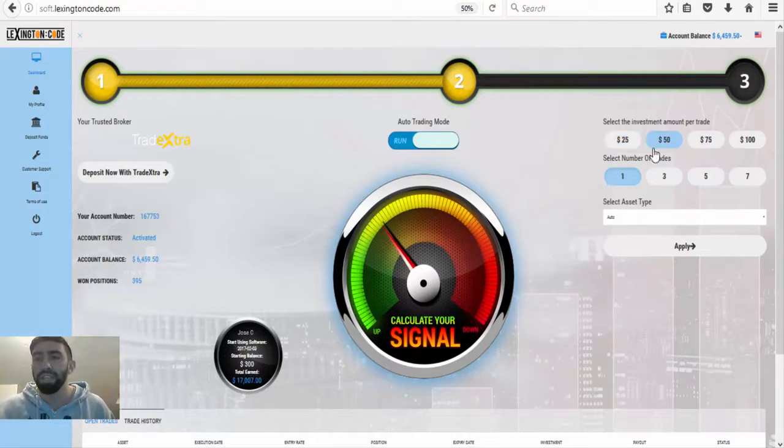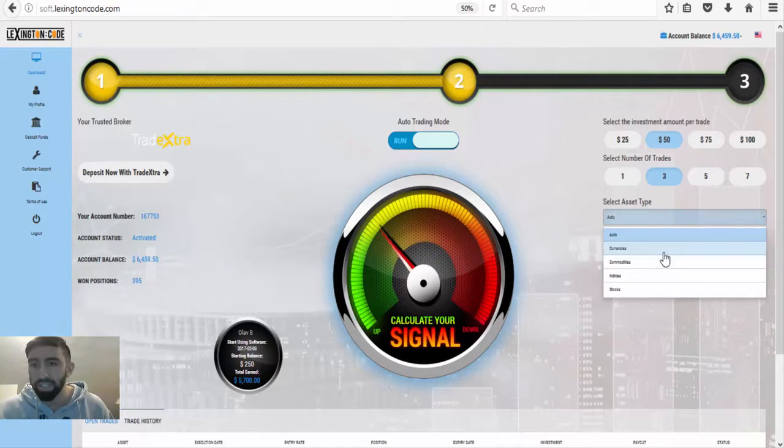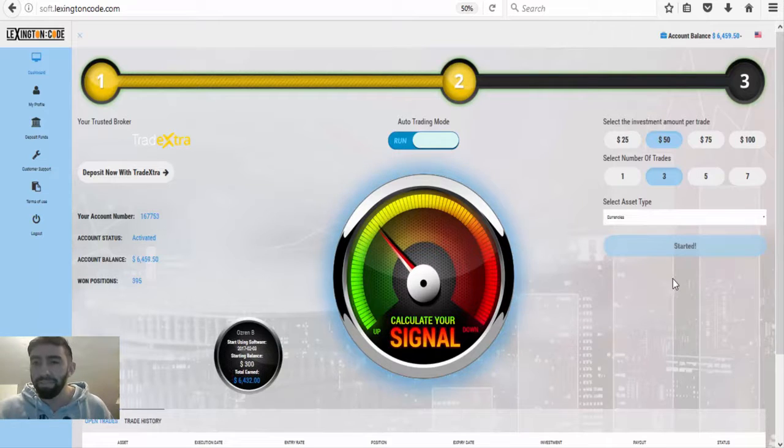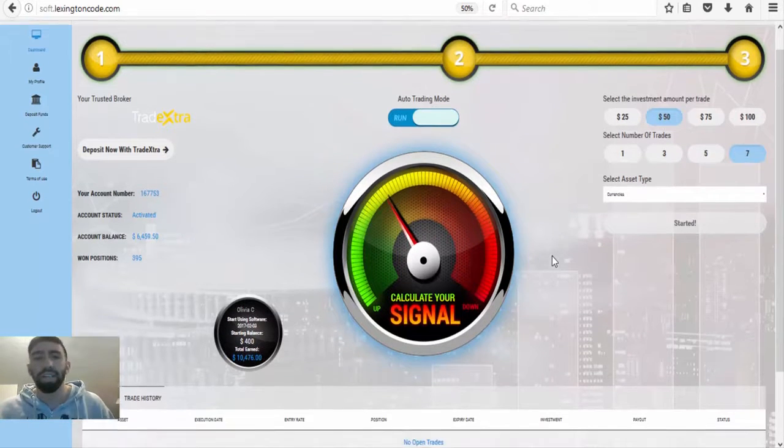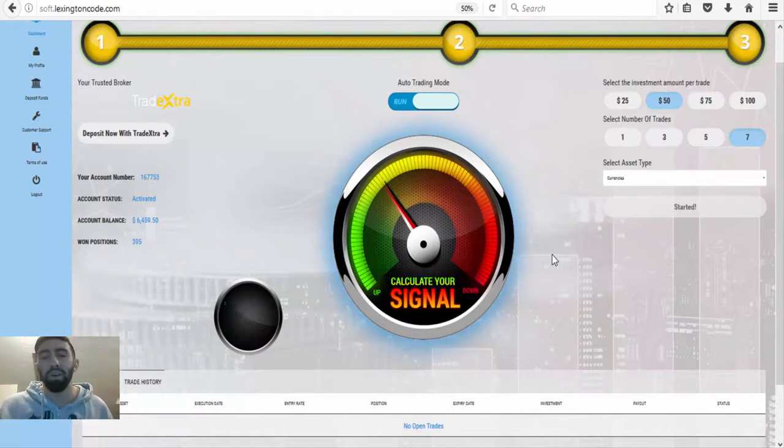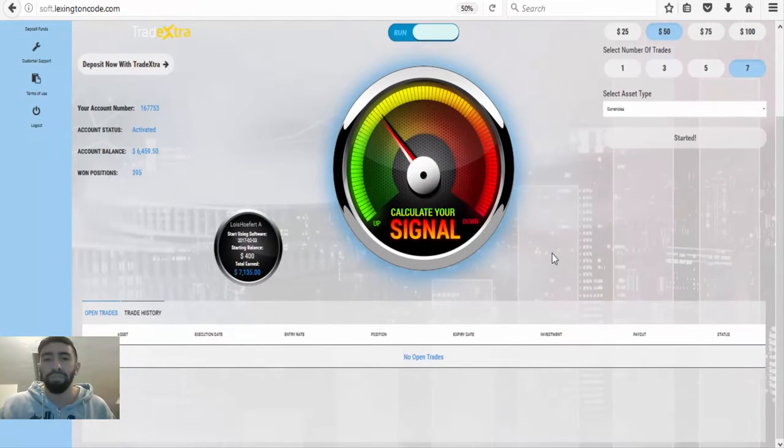I'm going to simply adjust a few of my settings here. Click currencies, click apply, and the software will start placing trades for us. It's relatively straightforward, guys, that when you use Lexington Code, it places trades within a few moments after activating the auto trader, and we will start seeing trades being registered here at the bottom of your open trade history.